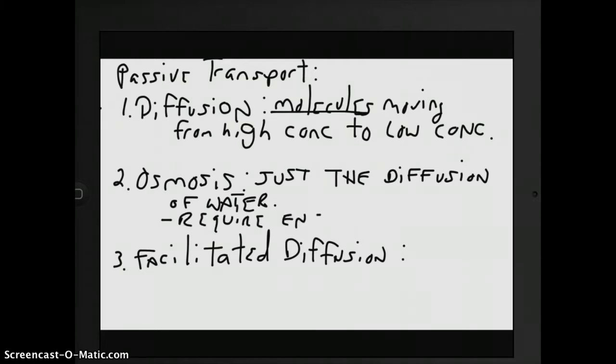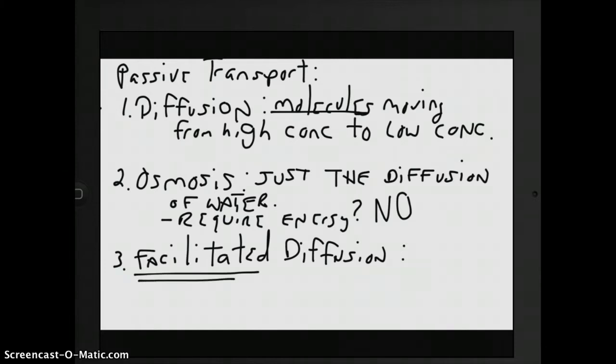Does it require energy? No, it is a type of diffusion. So osmosis is just the diffusion of water. Facilitated diffusion is a little different. It is still particles moving from an area of high concentration to an area of low concentration. But the particles are too big. They can't fit through the cell membrane easily, so the process has to be facilitated by protein channels.